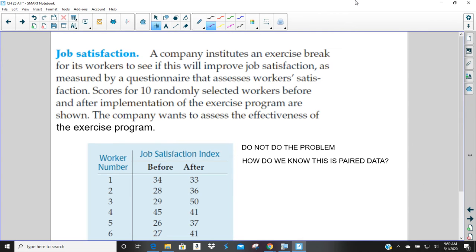Okay. So before we move on, I'm going to go through a few quick questions, and you're going to look at them and determine whether or not it is paired data. First one: a company institutes an exercise break for its workers to see if it will improve job satisfaction.